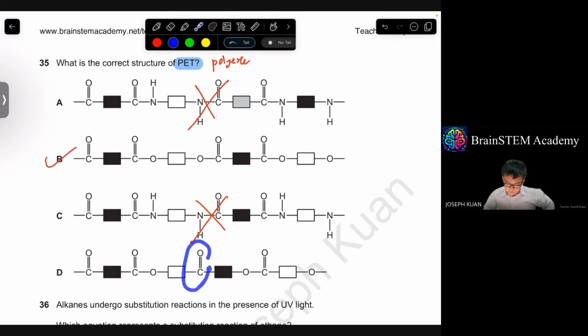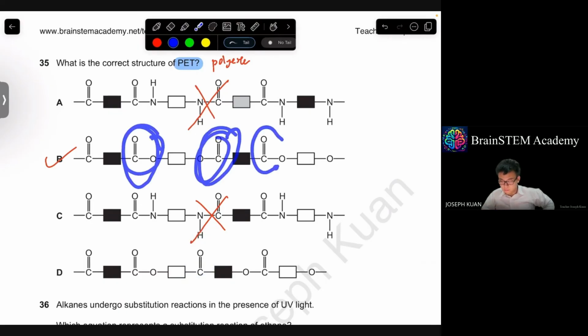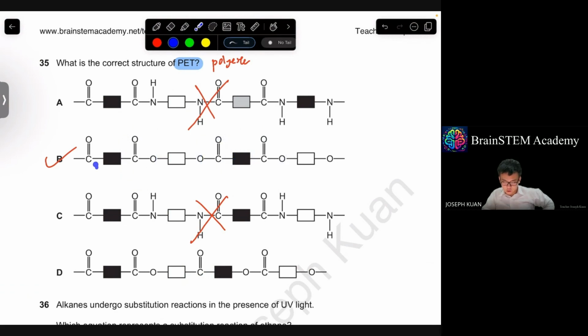This is not possible. I mean, not to say not possible, this is not even in the syllabus. This is a ketone, it's a different thing already. So it's like this: C double bond O, C double bond O, C double bond O as an ester linkage connecting the units together.